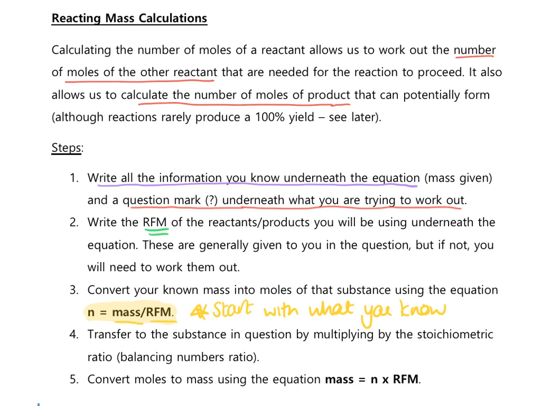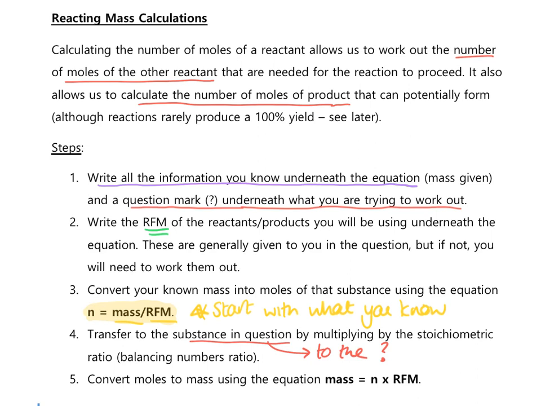So you need to use the one that you've been given the mass of. So we work out the number of moles of the mass that we've been given. Then what we do is we transfer that number of moles to the substance in question, essentially the thing we're trying to work out. Essentially, we're transferring the number of moles to the question mark that we wrote earlier, the reactant or product that we're trying to work out the mass of. And we're transferring the number of moles.